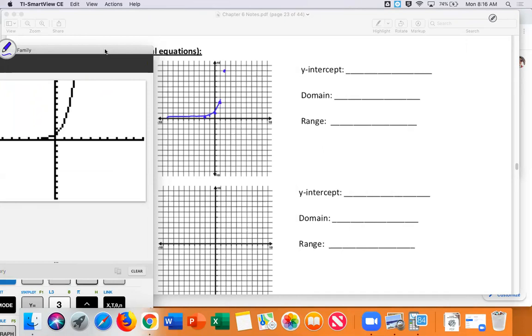So this one looks like that. Where's my y-intercept? Kanye, do you know where my y-intercept is? So look at your table. Where is 0 for your x? One. So 0, 1 is my y-intercept.